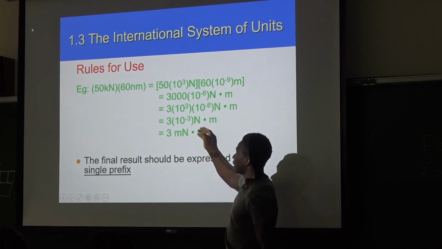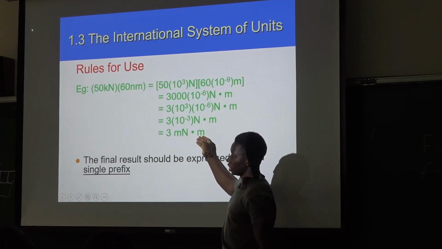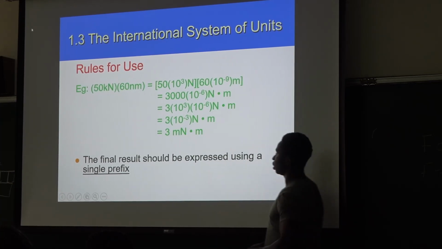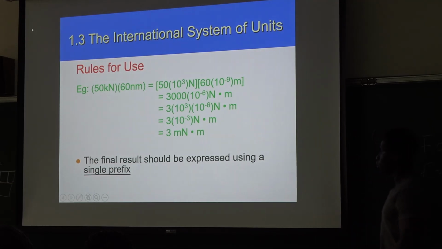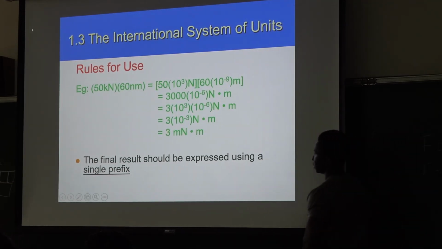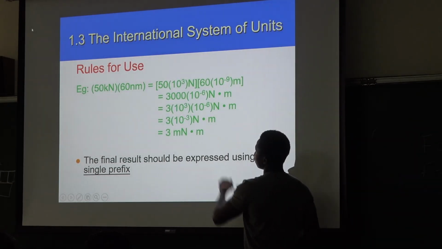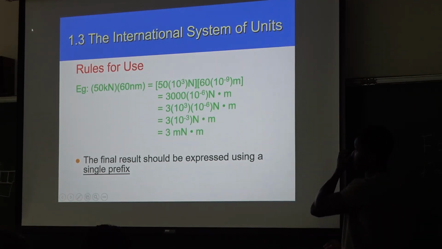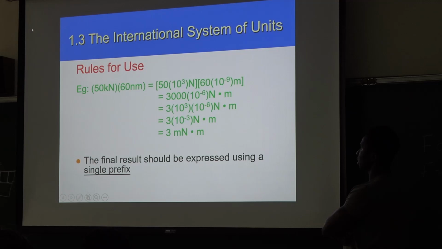But the most important thing here is this. The denominator here is in the meter format, so they are all in the same unit. So the final result should be expressed using a single prefix, okay? So you have to make sure that your units are the same, or the prefix for the units are the same.